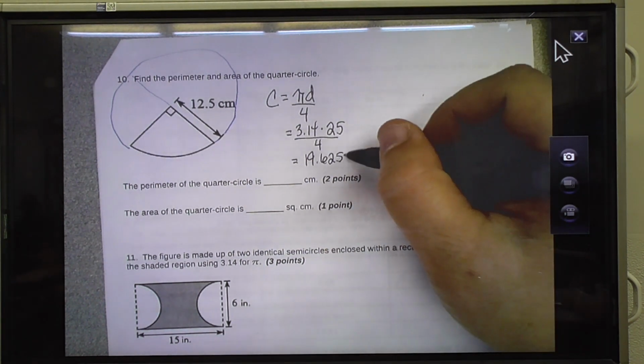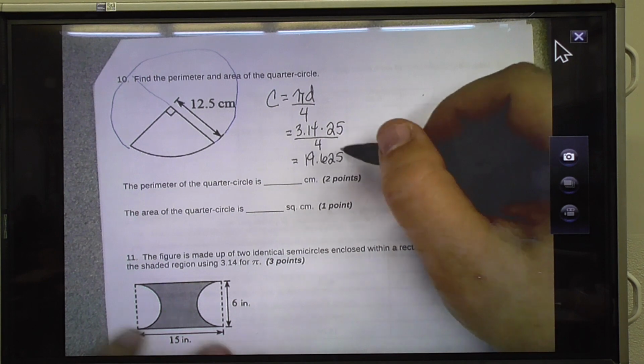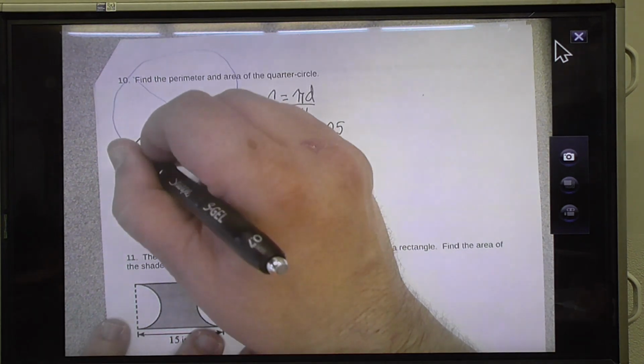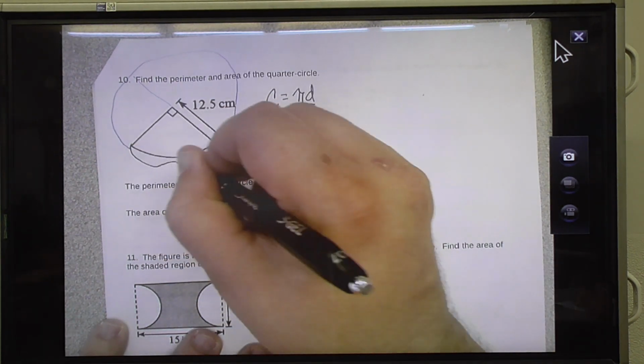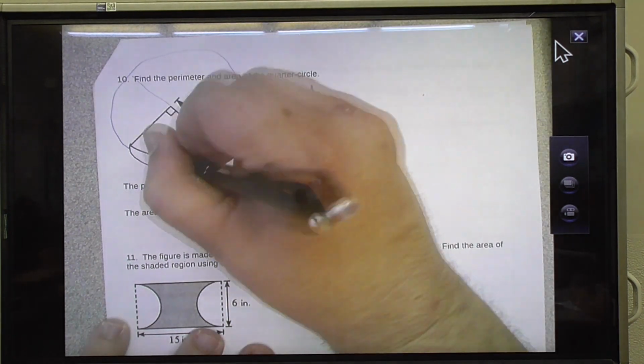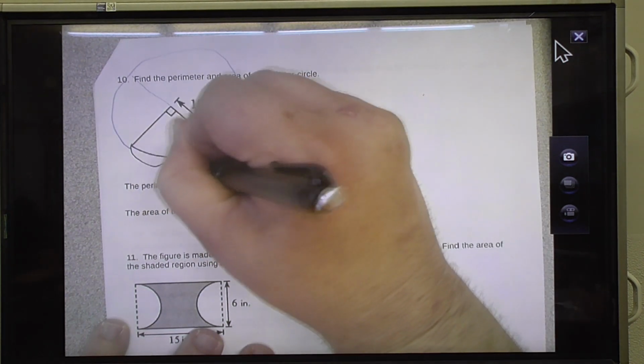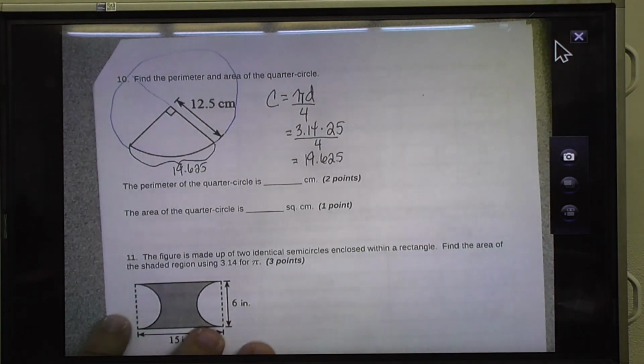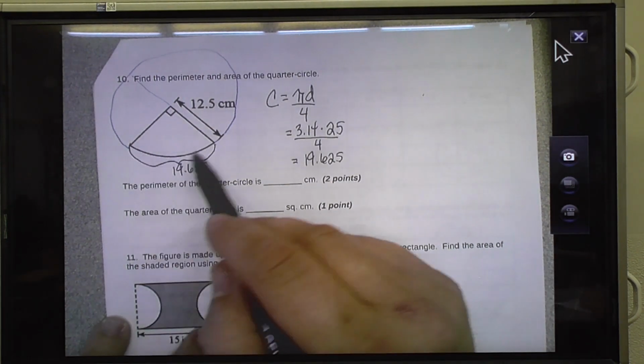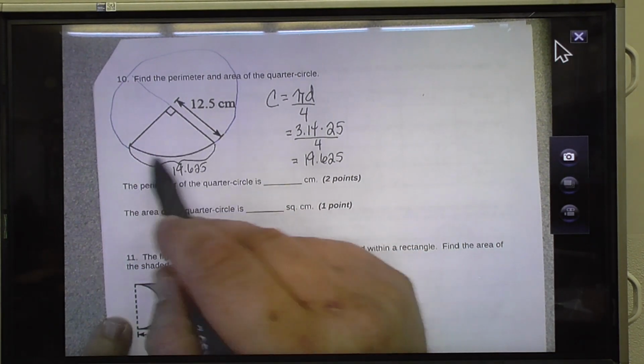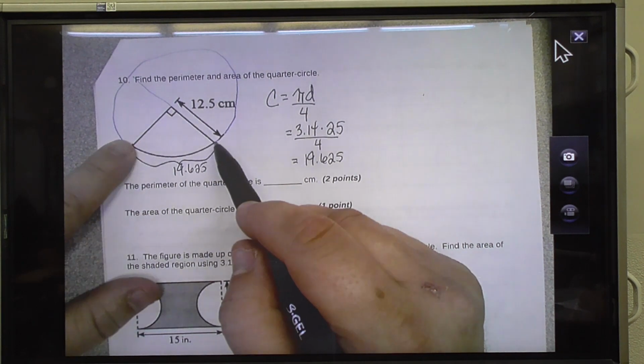What we just found out right here was the outside of our quarter circle. So all we did was find out this piece right here is equal to 19.625. Is that the whole perimeter? Are all of our animals going to be in the fence if we just build a fence right here? That's the first answer. That's just part of it, right?